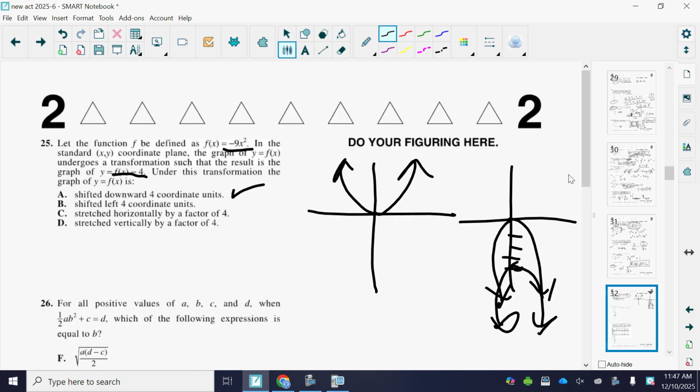Should we go over the others? What would left 4 be? Plus on the inside. Horizontal and vertical would be timesing it or dividing it.